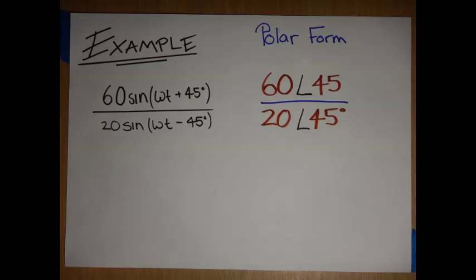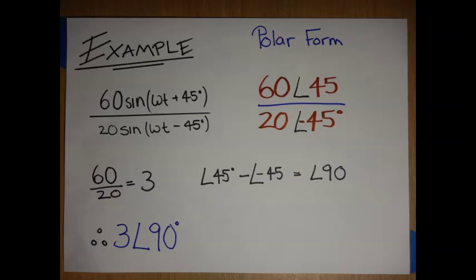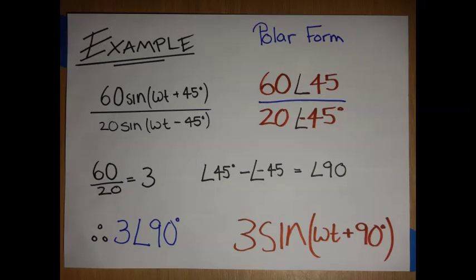Thus, simply use the amplitude of the waveforms to represent the magnitude and the phase difference to represent the direction. Both are highlighted in red. Now just divide the magnitudes and subtract the angles. So that leaves us with 3 at an angle of 90 degrees. Now just simply convert back and that's the final product.